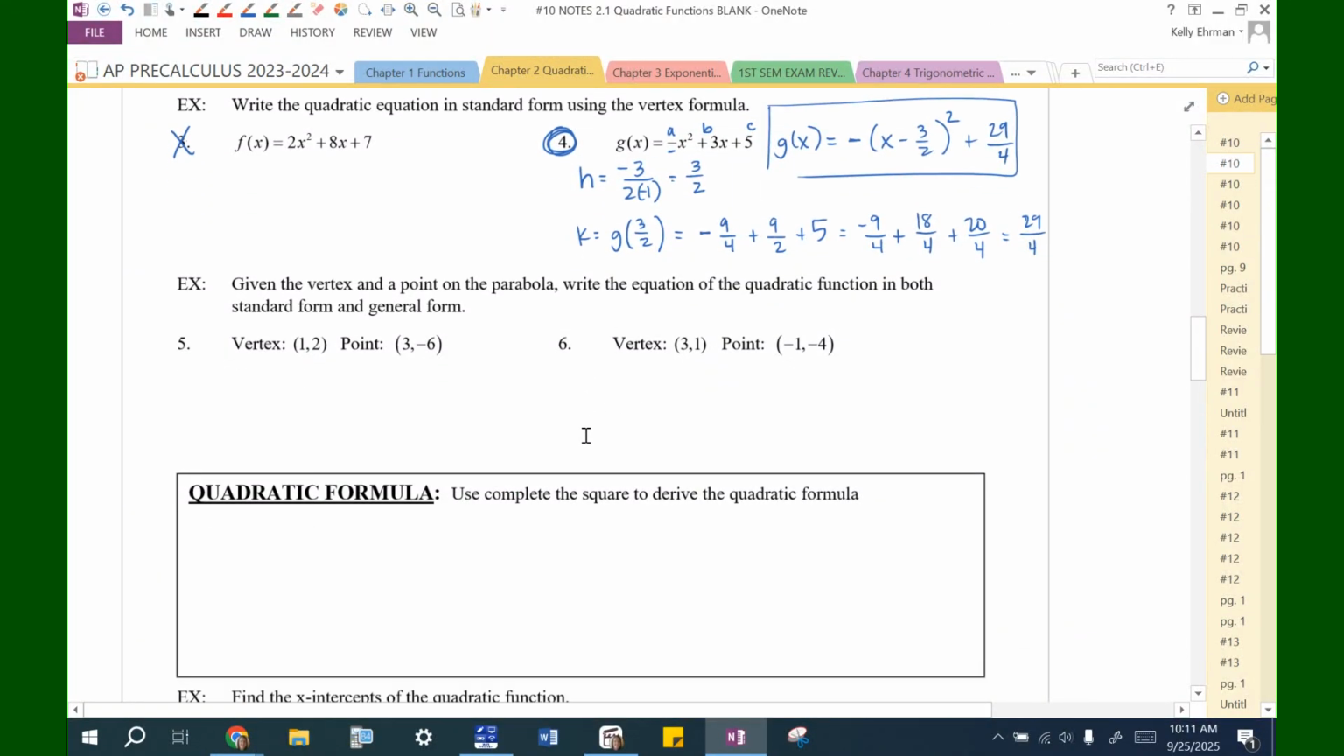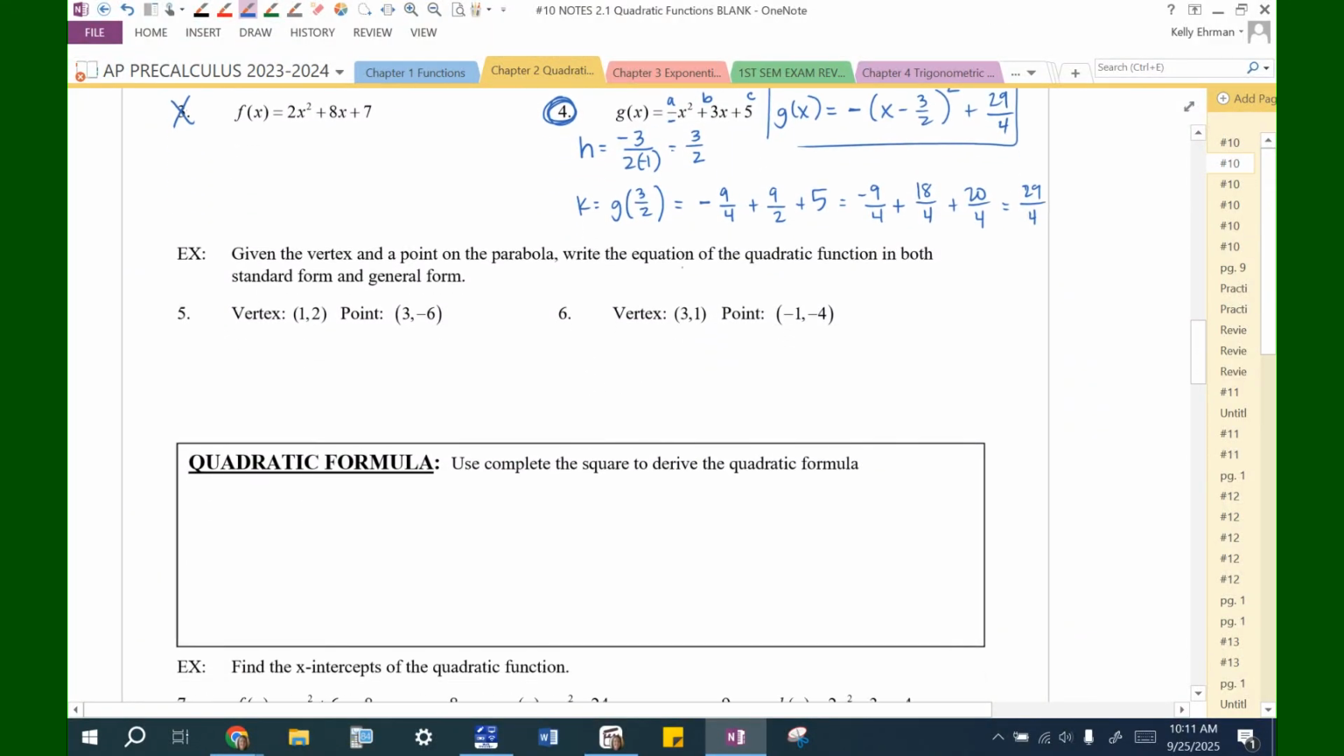All right, let's take a look at this one. Given the vertex and a point on the parabola, write the equation of the quadratic function in both standard and general form. I don't want to do general form. I just want to do standard form, which is vertex form. All right, remember, vertex form is y equals a times x minus h squared plus k.